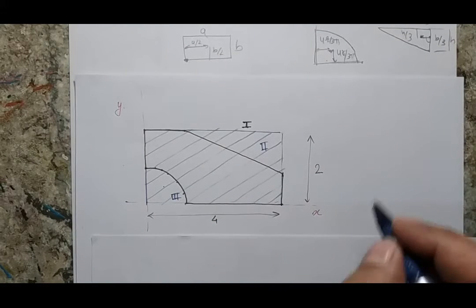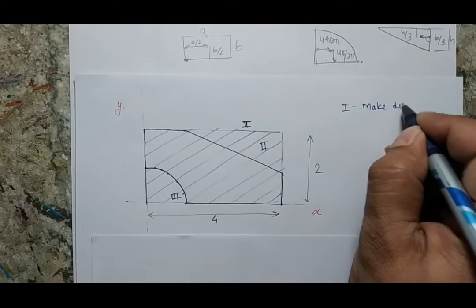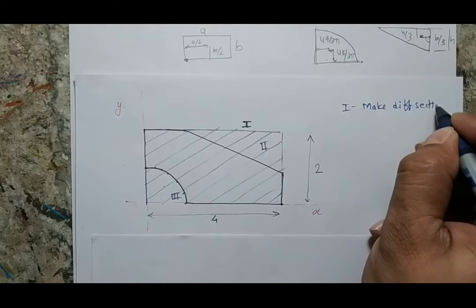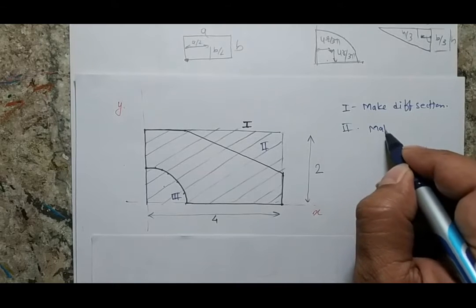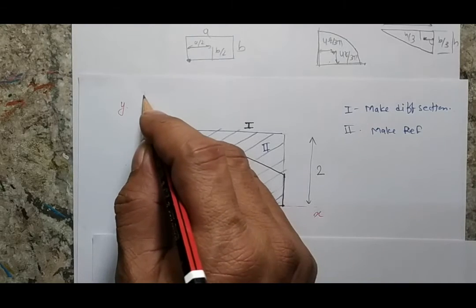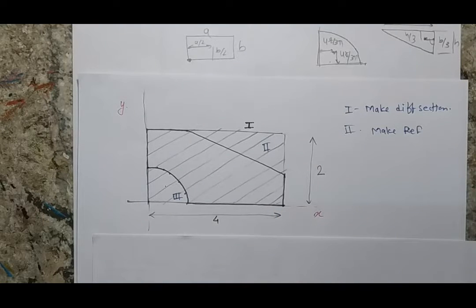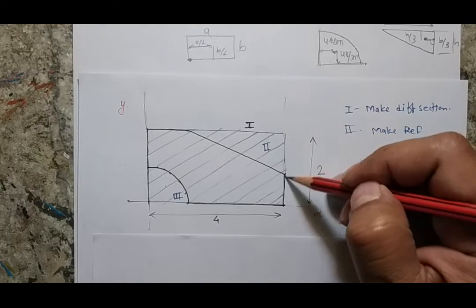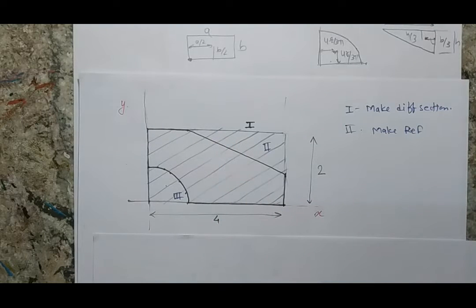So the first job is to make the different sections, which I did. The second important step is to make references. In this case, I have considered the extreme left as one of my references, as well as the extreme bottom as the second reference. Usually I follow the extreme left and extreme bottom, but it is up to you. You can also consider this side or the top as a reference, but I generally consider the extreme left and the extreme bottom.